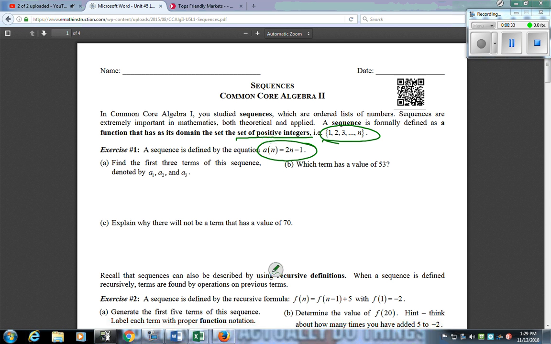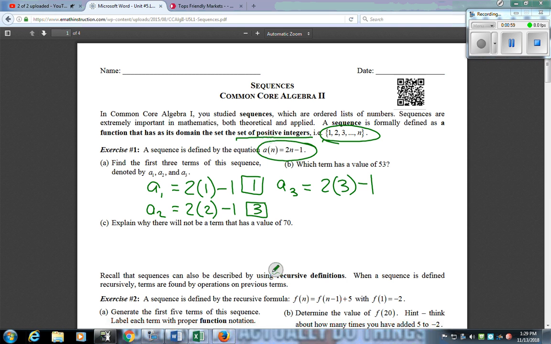They want us to find the first three terms. If I want to find the first term, a of 1, I would put in 1 for n. For the second term, similarly, put in 2 for n. And for the third term, you would put in 3 for n. Everything else stays the same. So for the first term, you would get 1. Second term, you would get 3. And the third term, you would get 5. So pretty much this sequence is the odd numbers.